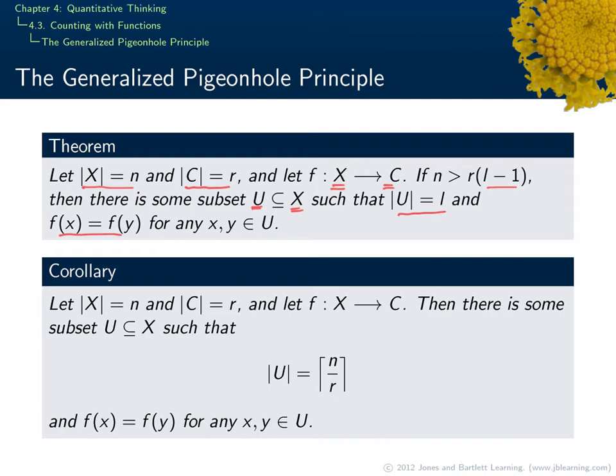So for the regular pigeonhole principle, the one that we've been talking about over the last few slides, this L is equal to 2.